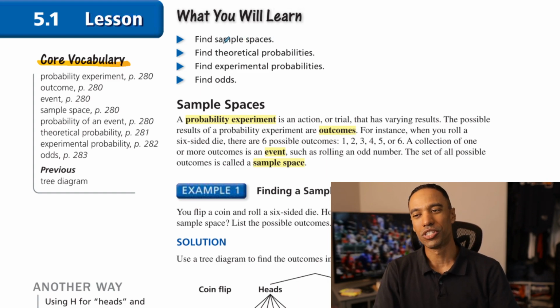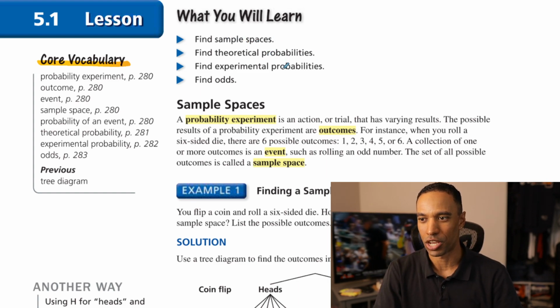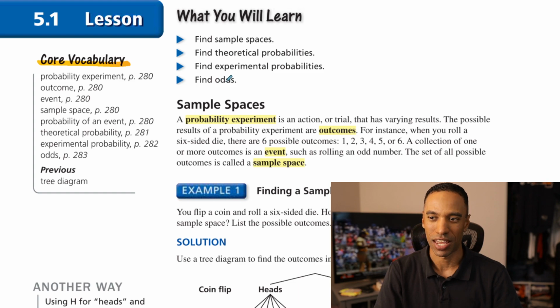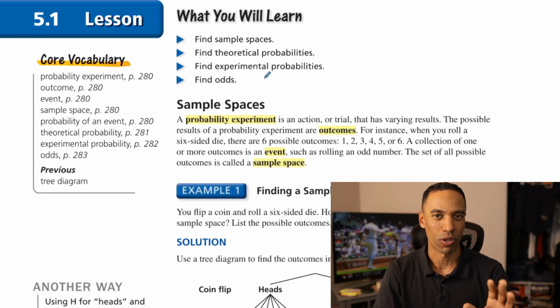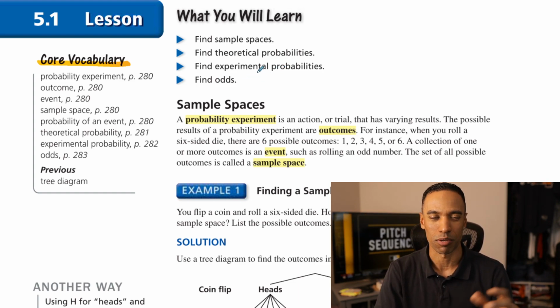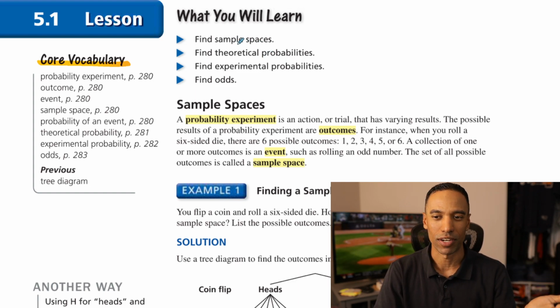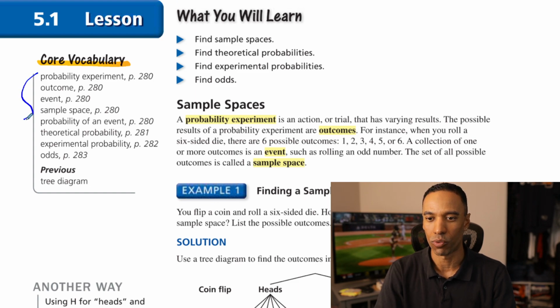What you will learn: to find sample spaces and theoretical and experimental probabilities, and also odds. Probabilities and odds are close to the same thing, but not quite. We'll see the difference, I'm sure. I believe it is called sample spaces and probabilities, just based off what they say we're going to find. And there's a lot of different vocab. I'm not going to read the words now, but you can see them. I already said a few of them. It looks like a lot of them pop up on the first 4 pages within the lecture.